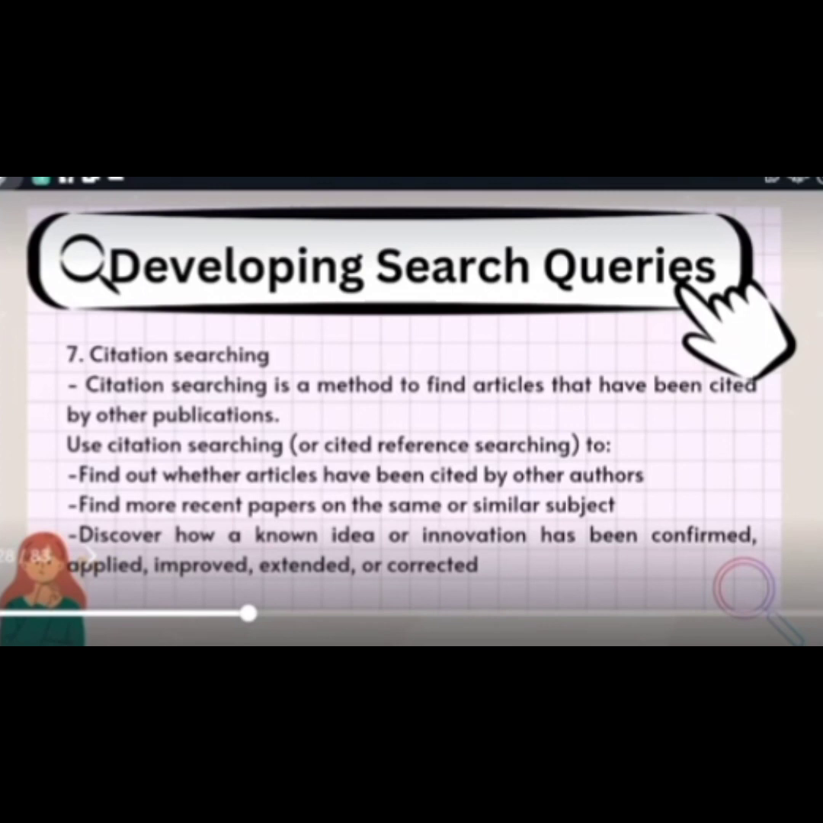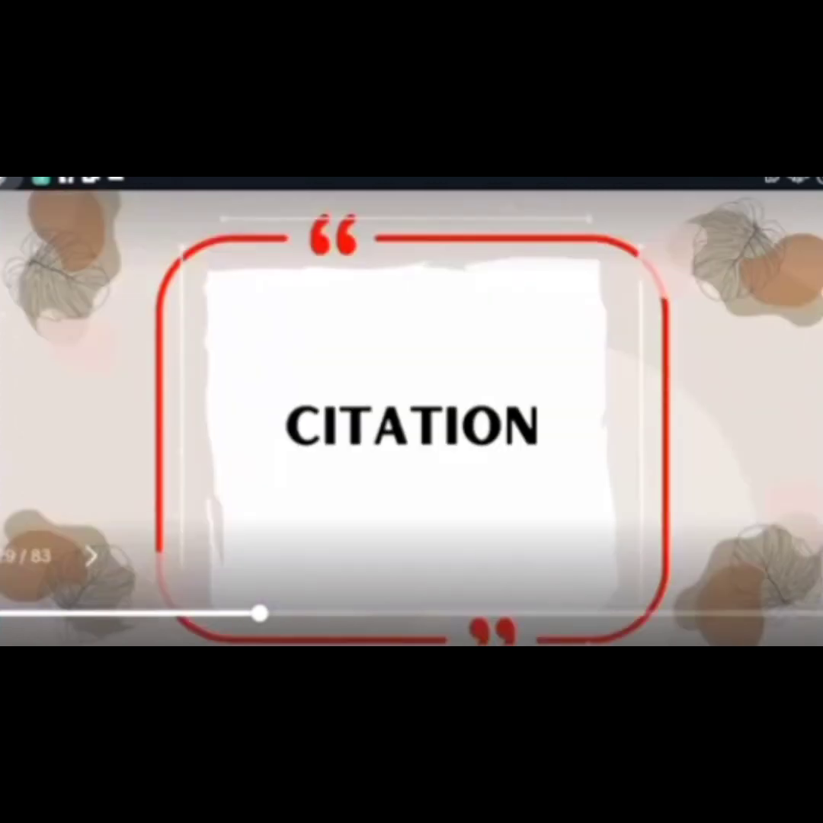Was the idea or the article confirmed, applied, innovated, revised, or modified over the years? How has the article been updated right now? These are citation searching. So when we develop search queries, you can also use a citation if you want to find related articles for your research or studies.